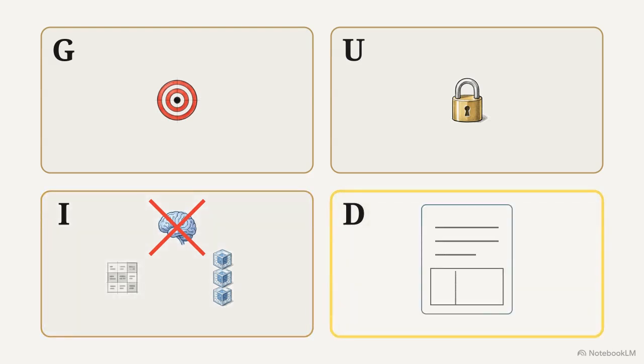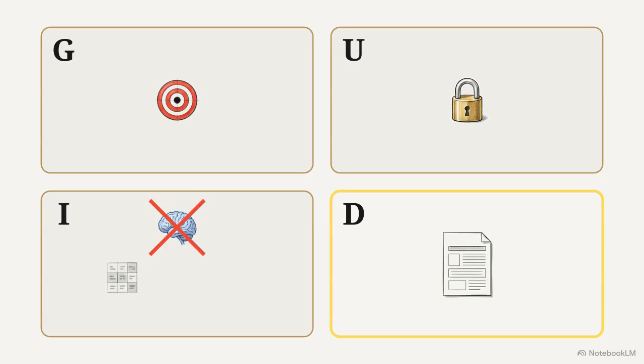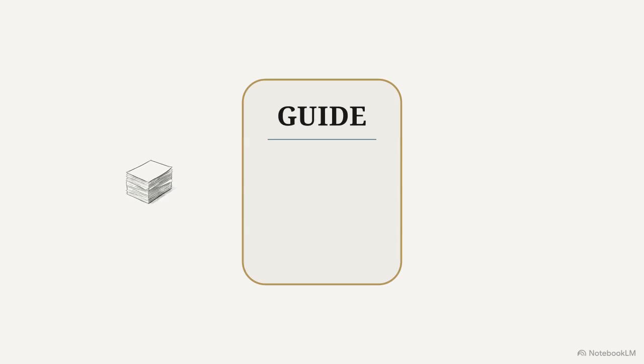Finally, D is for direction. This is where you specify the exact container, like an A4 handout or a 3-column table, forcing the AI to deliver the content in a ready-to-use format. We can see this in action by converting a dense assessment syllabus into a student-friendly handout.